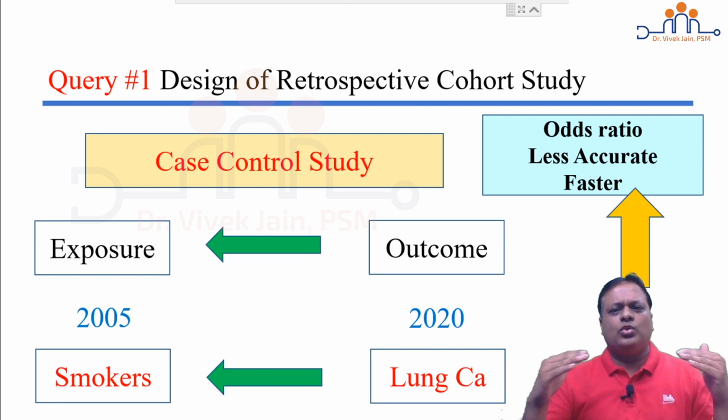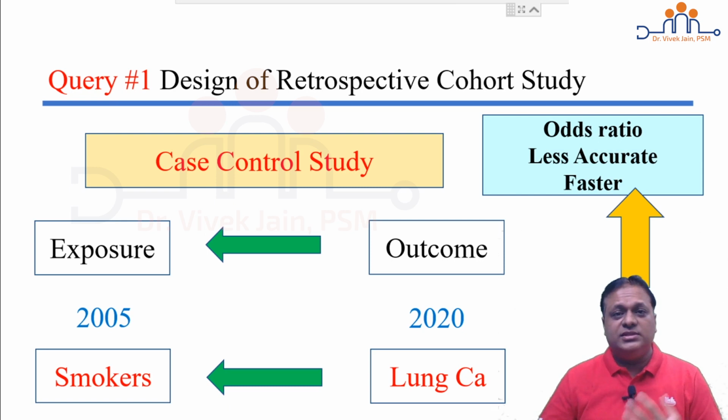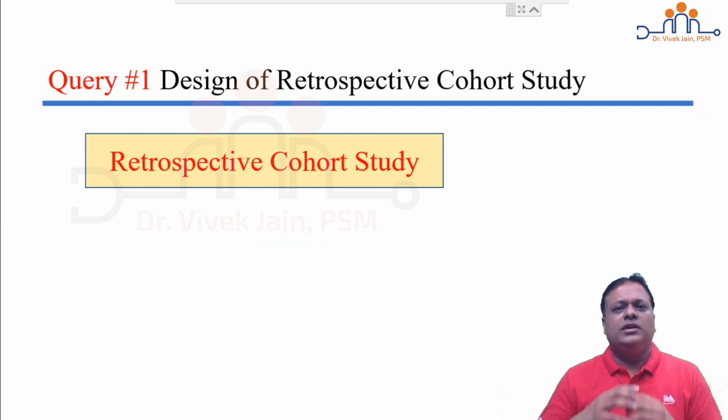Now suppose I want to combine both the designs. I want accuracy also. I want my study to be done faster also. This is where the need comes for retrospective cohort study. Friends, for your exam, you have to understand the design of retrospective cohort study, how exactly it is undertaken. So let's try to understand the design, the exact question asked, in detail.